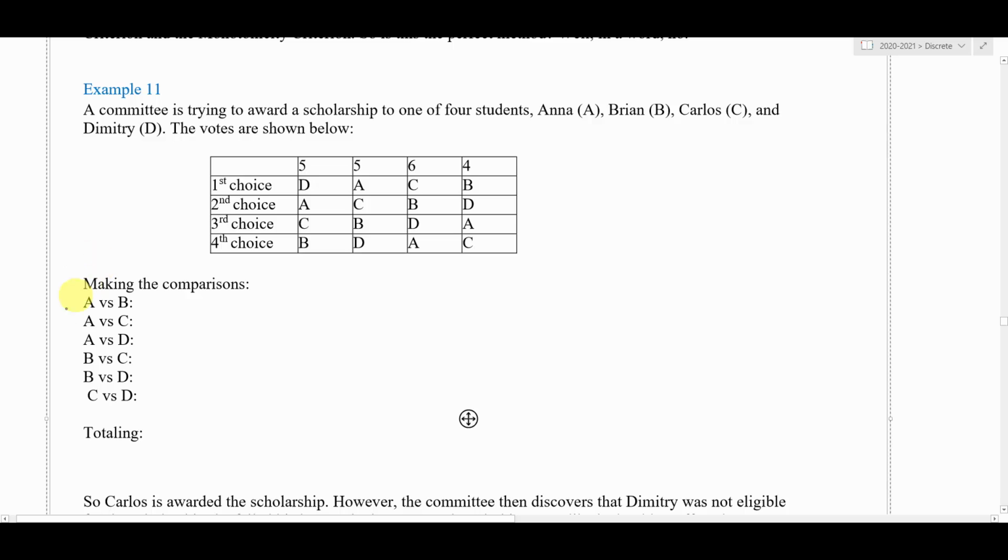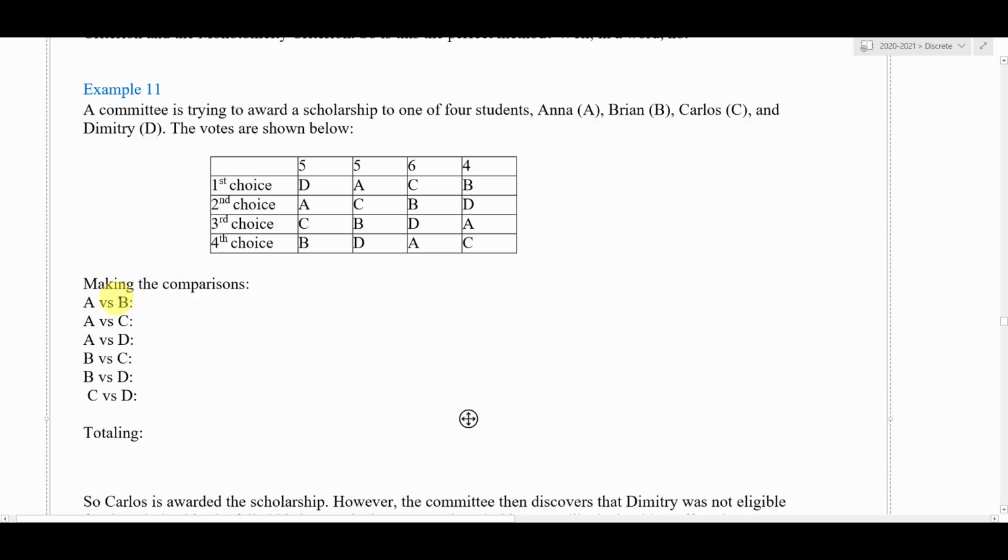All right, so we're going to make all of the one-on-one comparisons. I've got them all set up here, A, B, A, C, A, D, and so forth. We're going to look at who wins in these one-on-one matchups. I'll do the first one with you, and then I will fast forward through the rest, so you can pause if you would like, get your own results, and make sure that you are doing it correctly.